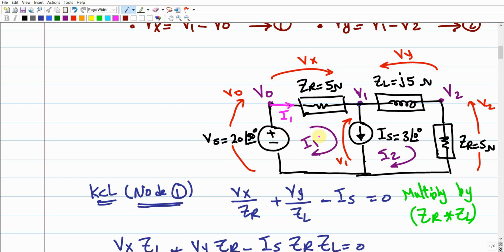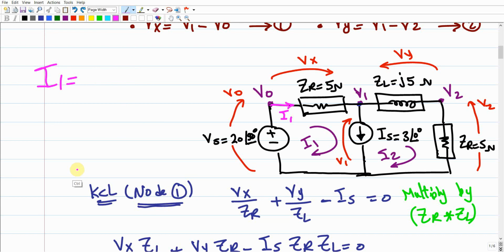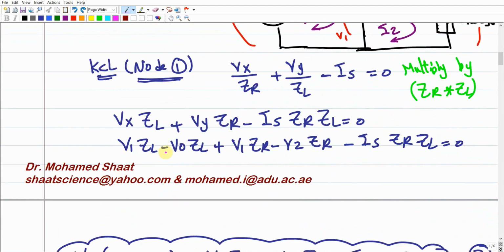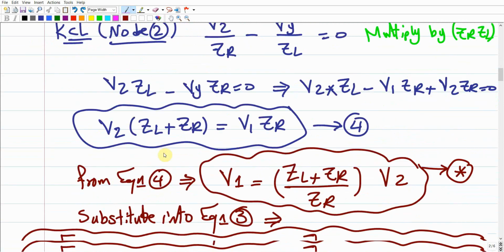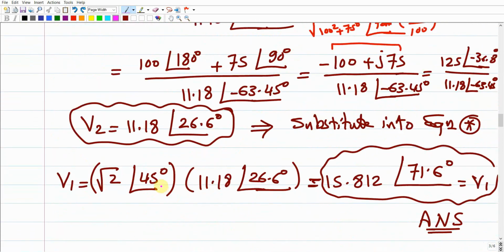So how much is the mesh current I1? It's going to be the current over ZR, and the current over ZR should be Vx over ZR according to the node voltage analysis method, right? So according to this method, I1 should equal Vx divided by ZR. This is the expression that we're going to use, and we do have everything. We already got Vx. Remember that Vx is V1 minus V0, and we just found V1 and we already have V0, right? And this is what we're going to do.